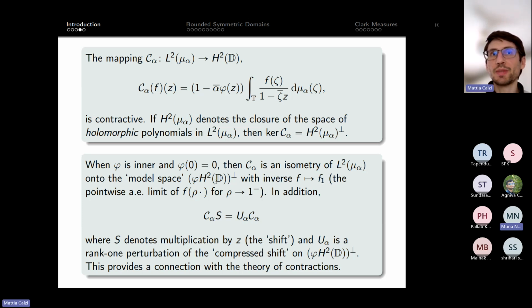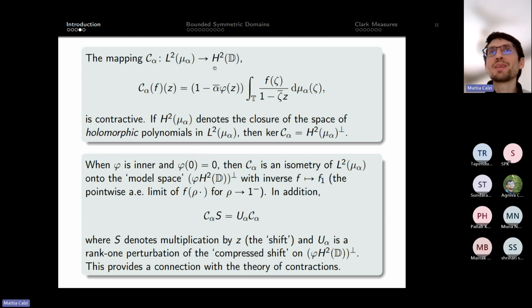You can think of the Hardy space as its boundary values, and these boundary values are the closure of polynomials in L2 of Lebesgue measure. So in L2 of Lebesgue measure on the torus, phi acts as an isometry, because it is multiplication by a function which has unimodular values.